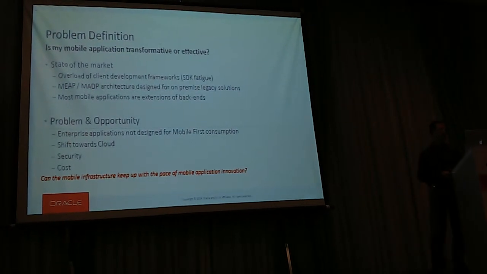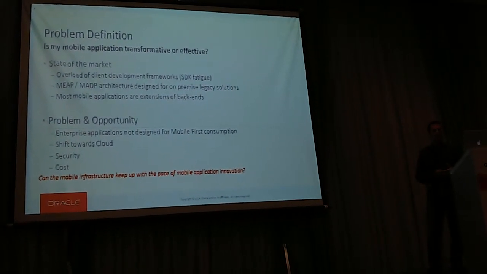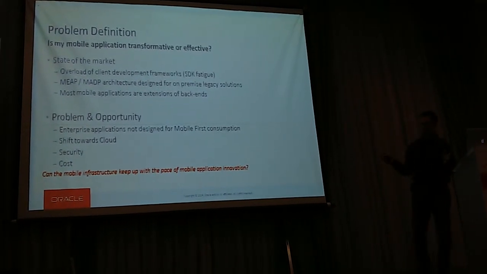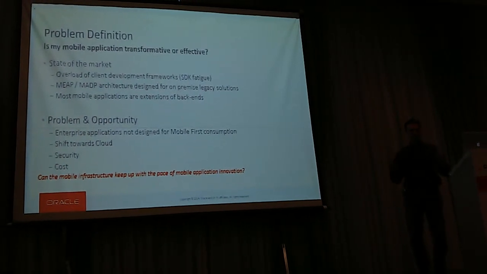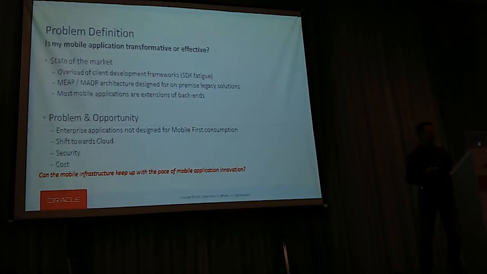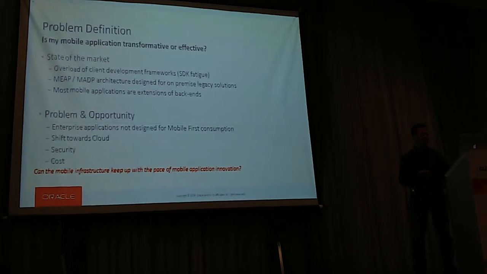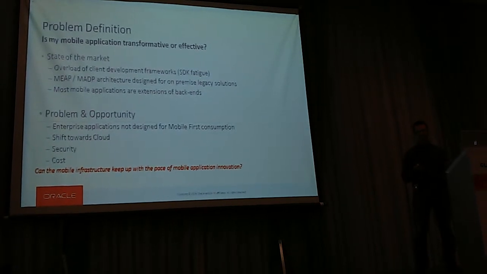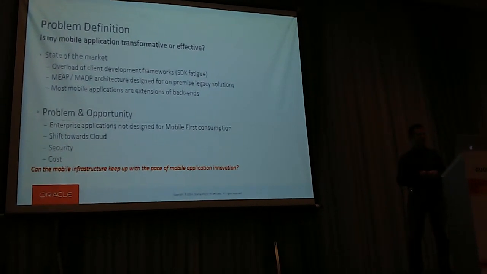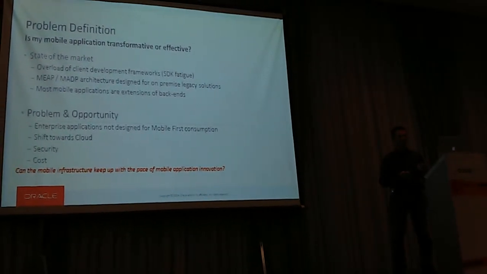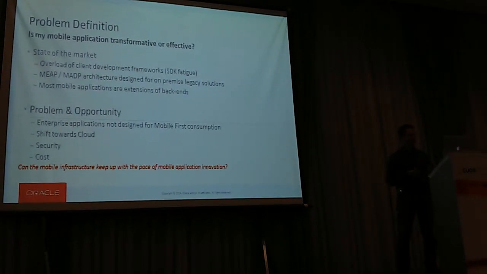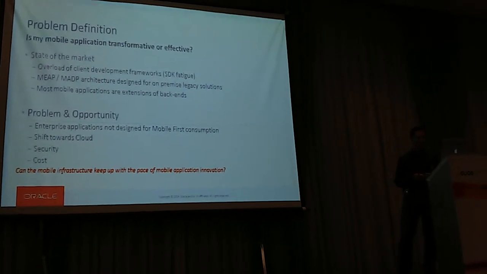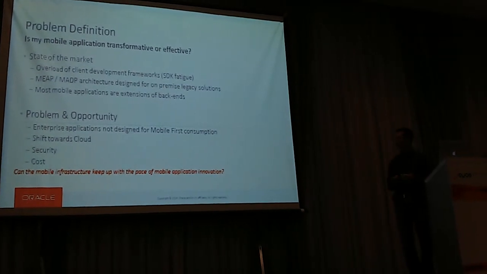So the problem here is my mobile application needs to access services running in these disparate systems. How do I go about accessing these systems? What's the state of the market, the problem and opportunity? Well, state of the market here, looking at an overload of client development frameworks. There's a lot of SDKs out there, a lot of frameworks out there. And then the architecture designed for on-premise legacy solutions. What are they? And then looking at some of the problems and opportunities here. Enterprise applications are not necessarily designed for mobile first consumption.